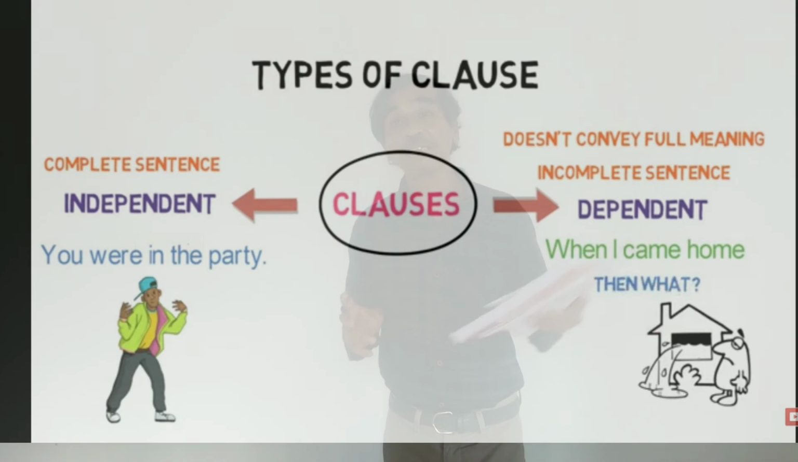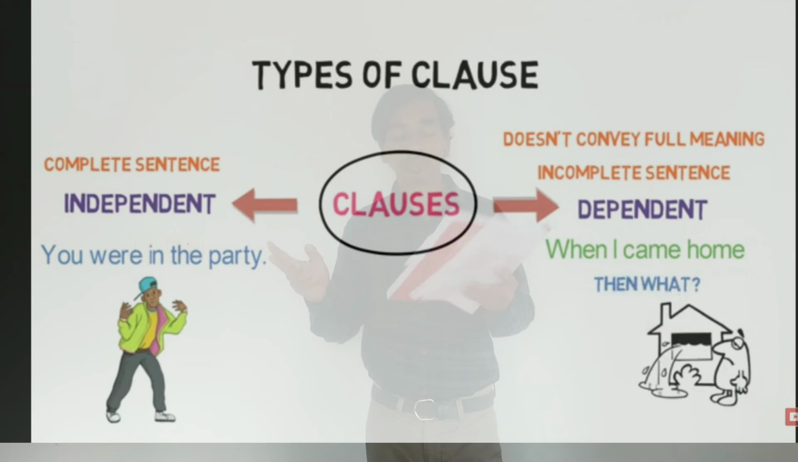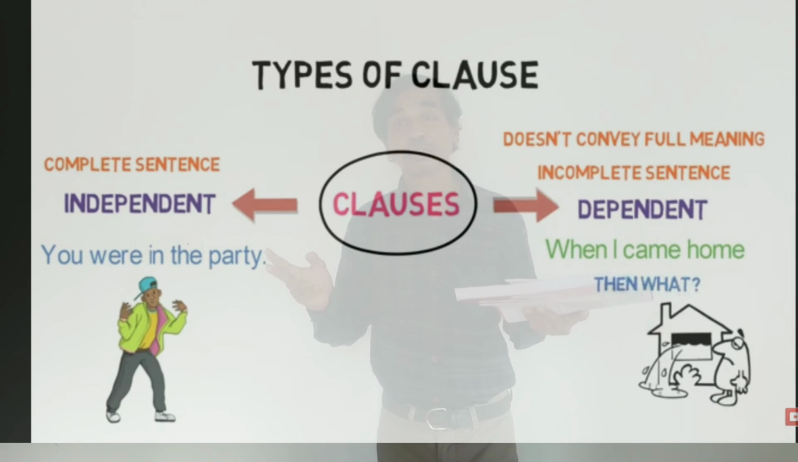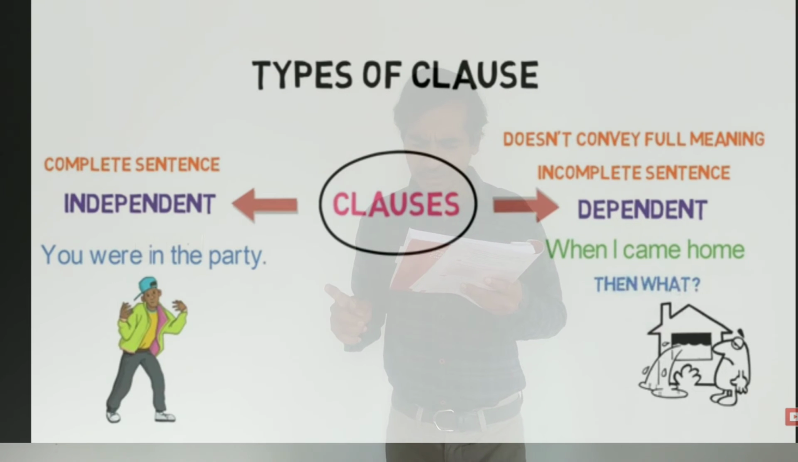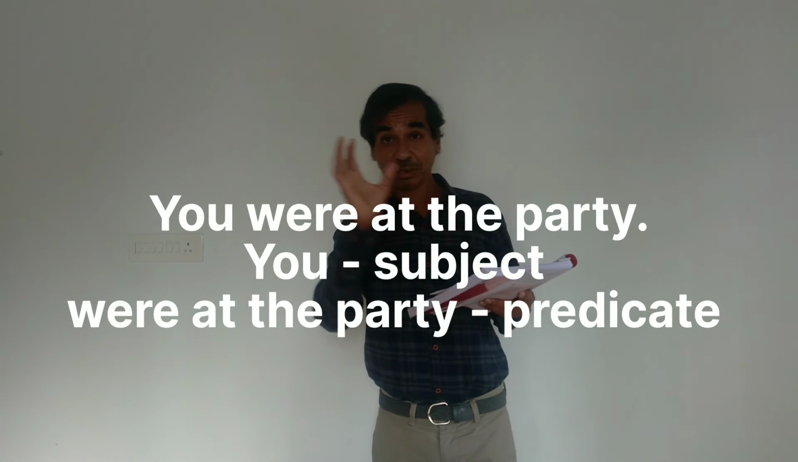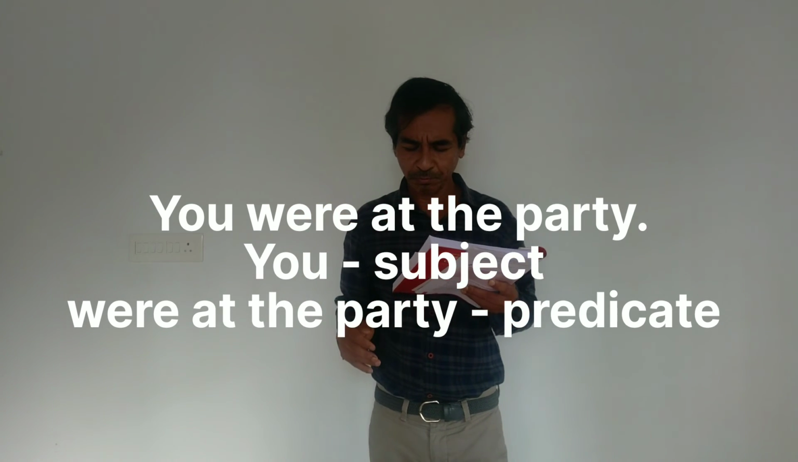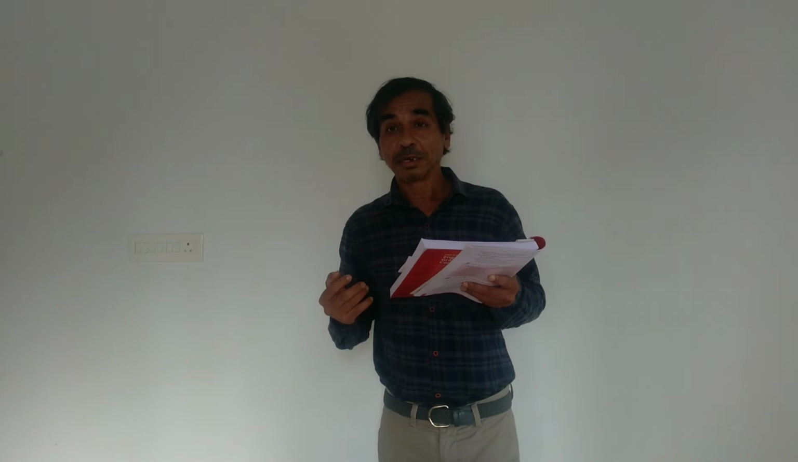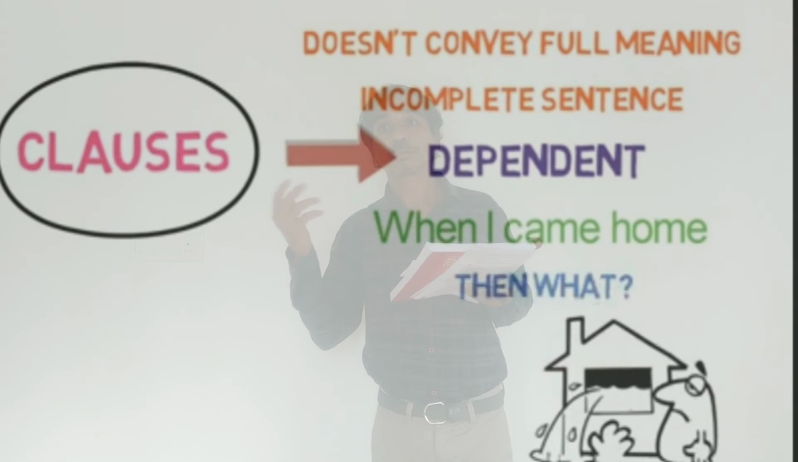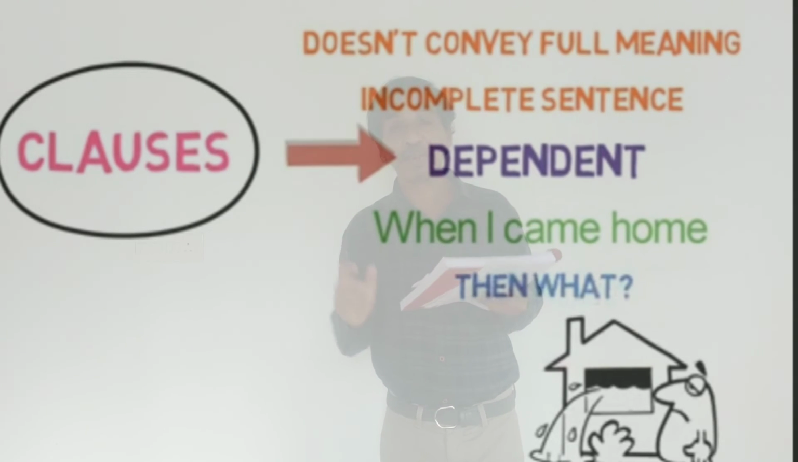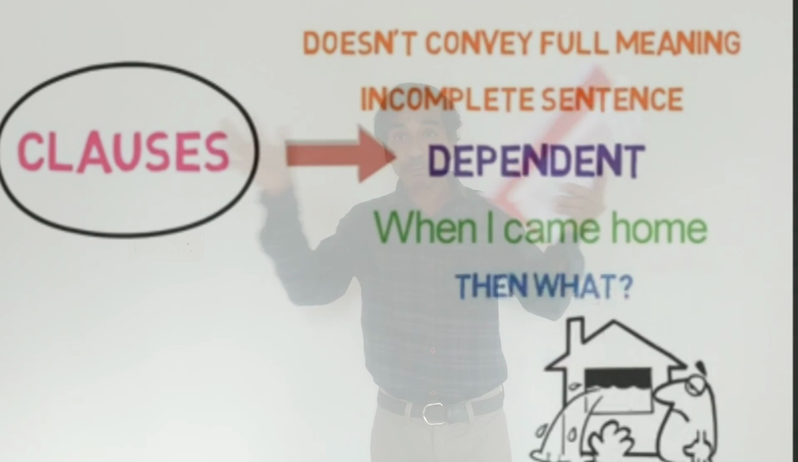Clauses. We have two types of clauses as we see in the example: independent clause and dependent clause. A dependent clause is dependent on the independent clause. So how it goes? You were at the party. It has a subject and a predicate. Now the dependent clause is when I came home. That is also a clause, but it's a dependent clause. So when you put both these clauses together: you were at the party, comma, when I came home, full stop.